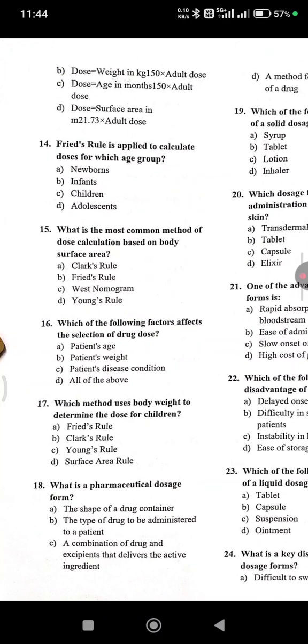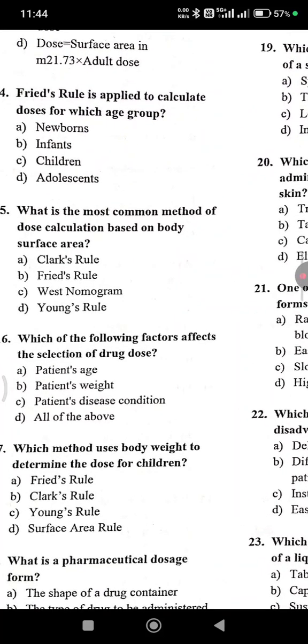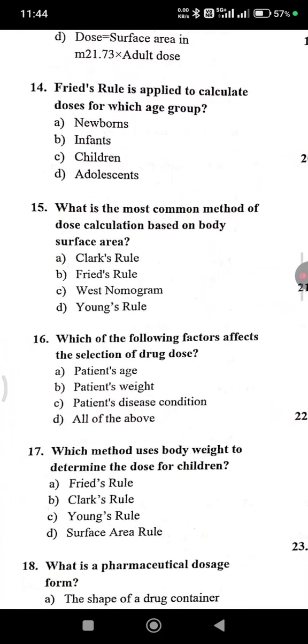Let's go to question number 14. Fried's rule is applied to calculate doses for which age group? The right answer for 14 is infants. Fried's rule is for infants only.